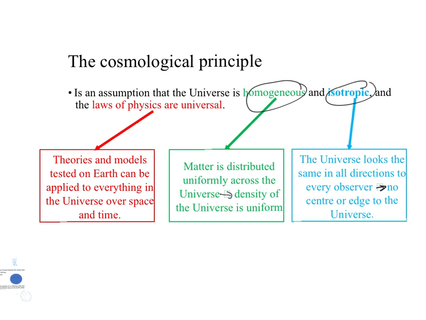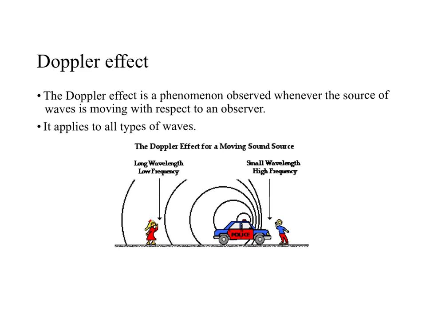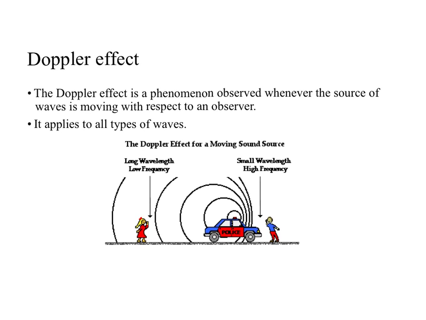We're going to move on now to the Doppler effect and how we can analyze it. So let's look at what the Doppler effect is. The Doppler effect is a phenomenon that you observe whenever a source of wave is moving with respect to an observer.